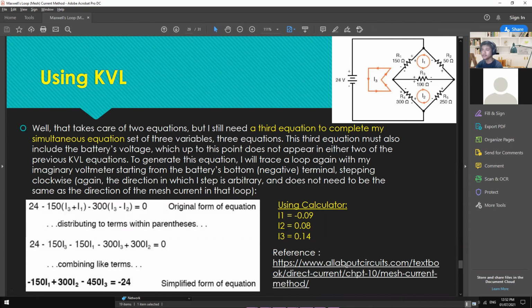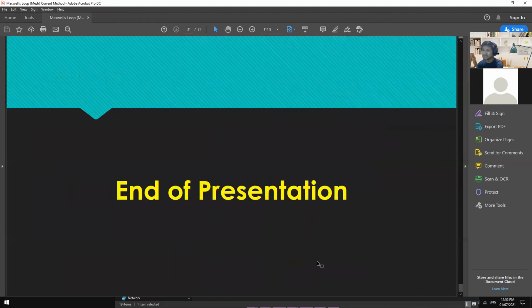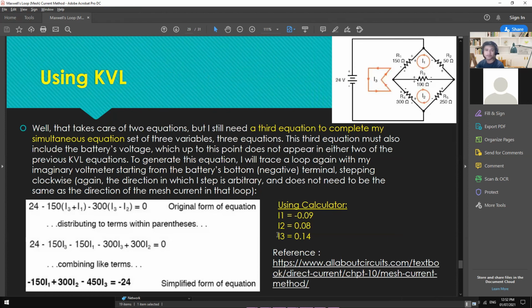Okay, so the reference of this presentation came from All About Circuits. If you need more information, you can visit this one. And then as a summary, as well as using mesh current analysis, we can also use node analysis to calculate the voltages around the loops, again reducing the amount of mathematics required using just Kirchhoff's laws. You can also visit Electronics Tutorials. Both of them are helpful, it's just that they have different examples and different ways of explaining mesh current analysis. So that's it for the mesh current method.